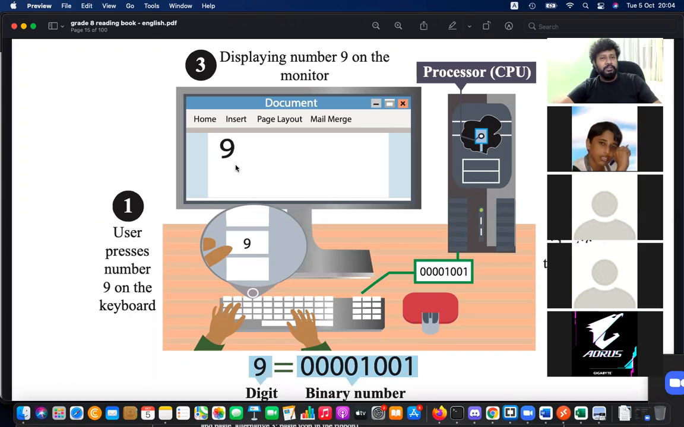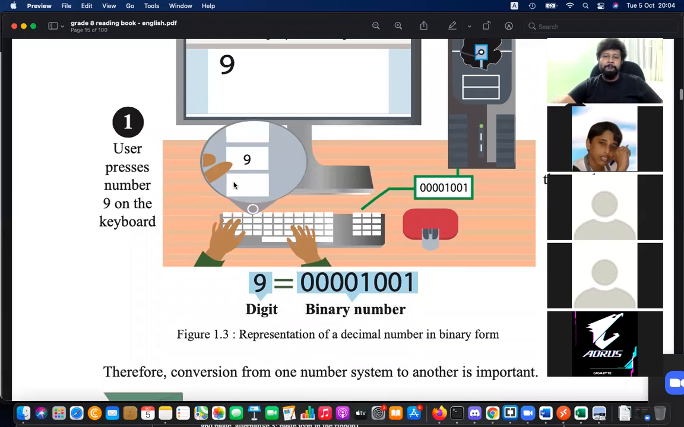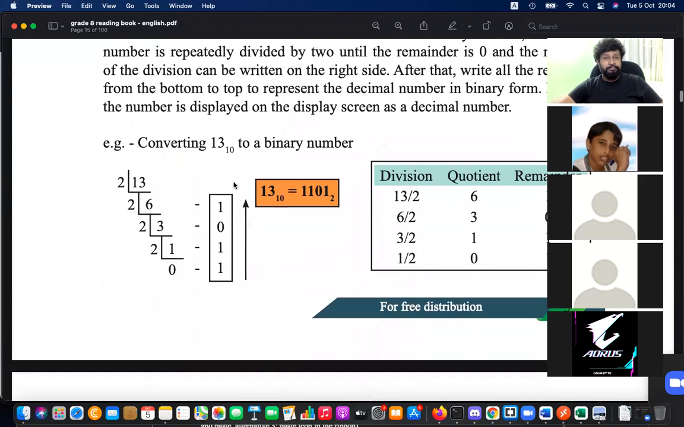But actually for the monitor, it is a set of dots. To the processor, it is binary. To the keyboard, it is binary. But what we understand is number 9 here, and here also we understand number 9. Okay, so then the next thing is converting a decimal number to binary.